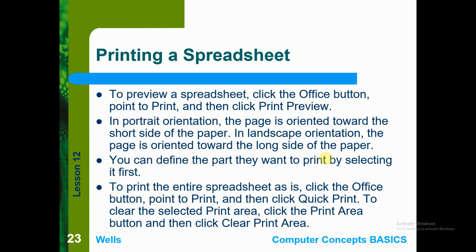So going with the preview, to check if it is ready for printing, usually go to the office button, click print, and click print preview. If it is in portrait orientation, it is oriented towards the short side of the bond paper. But usually for the long side, we use landscape. Usually landscape is used for spreadsheets about payroll or reports on the data, like sales.